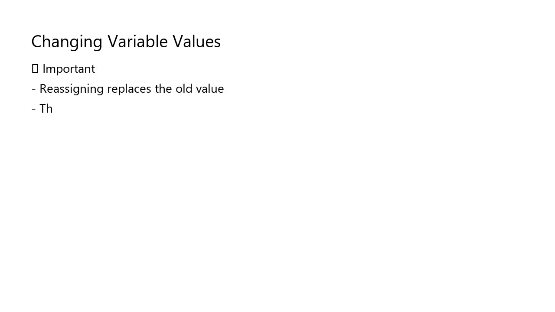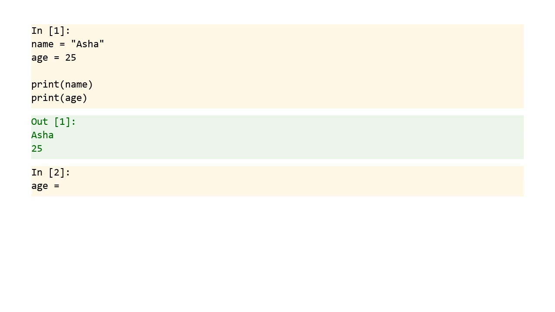Variables are flexible. They can change their contents at any time. Just like replacing a note on a label. You don't create a new box. You simply update what's inside. We assign a value to the variable age. Then we update it. Check the output. Only the new value appears.